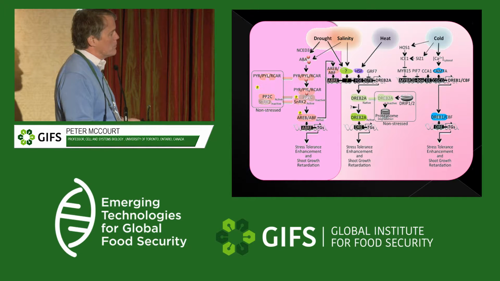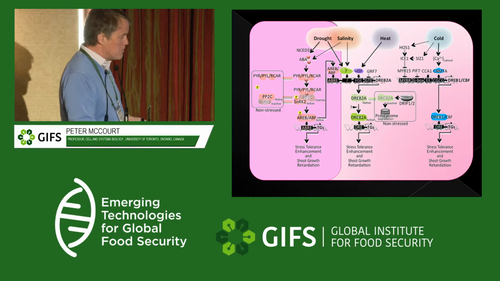And so the area that we're mostly interested in has been abscisic acid, and this is the abscisic acid signaling pathway that we've been talking about that's been worked on by a lot of people. One of my former graduate students, Sean Cutler, was involved in that seminal work at cloning the ABA receptor.